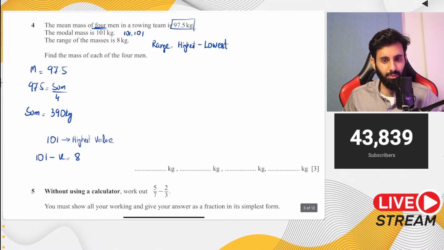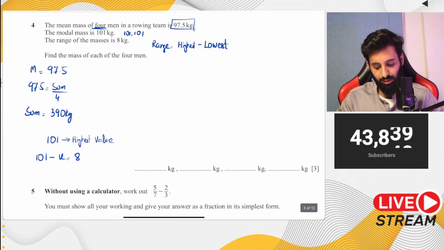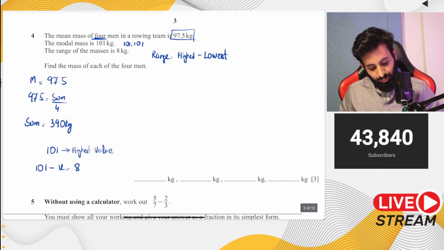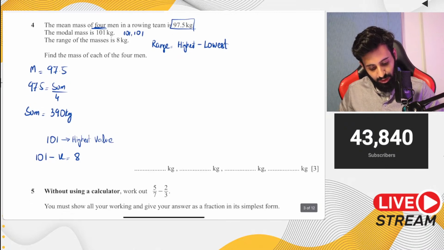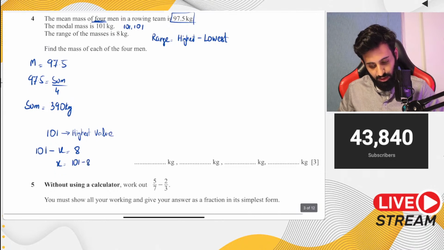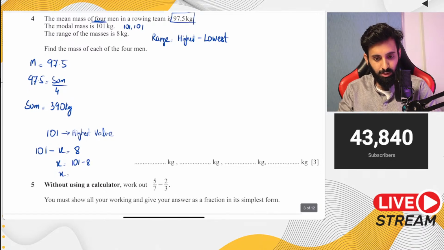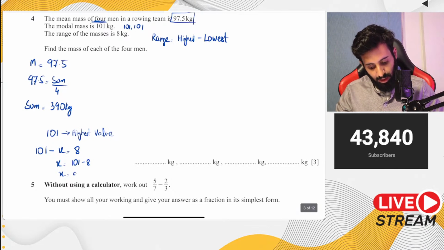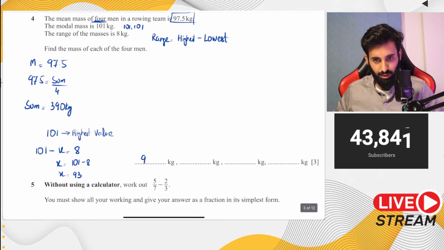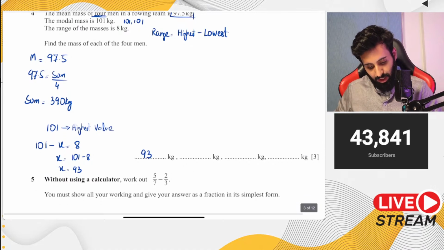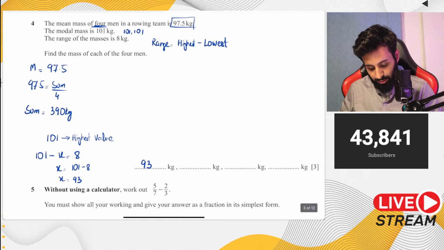Why am I assuming that 101 is the highest value? So, anyway, while you answer that, let me do this. So, x equals to what? x equals 101 minus 8, so that's equal to 93. So that means the lowest value is definitely 93. And then we have two 101s, so we don't know whether the 101 will come in over here or we will have, in fact we got to have 101 over here only.